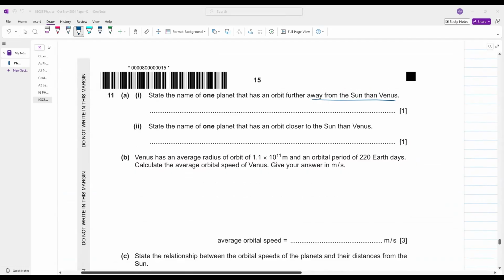Venus. अच्छा जी कोई ऐसा planet बताओ जिसका orbit Venus से ज्यादा दूर हो. You can say Earth. State the name of one planet that has an orbit closer to the sun than Venus. कोई ऐसा planet बताओ जिसका orbit Venus से करीब हो. Mercury.